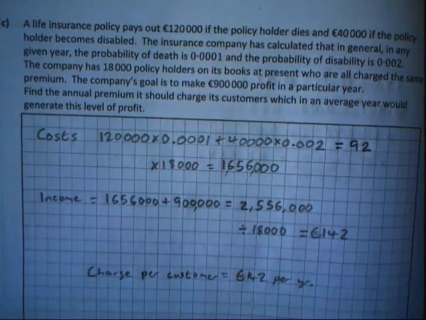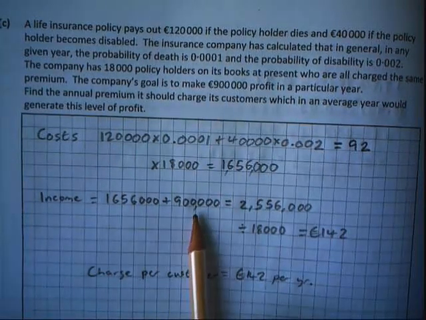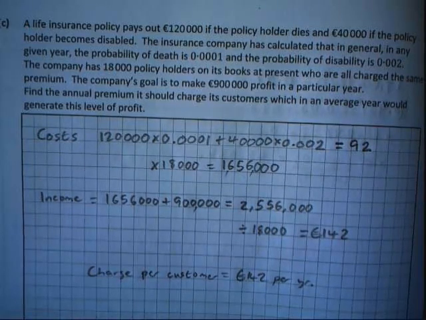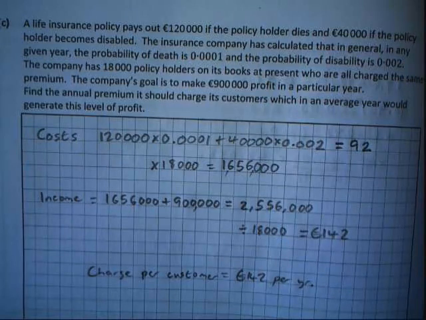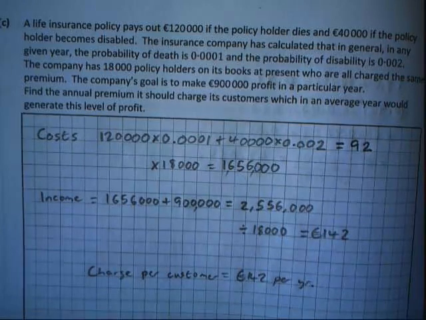But now, they want to make a profit on that of 900,000, so we're going to add the 900,000 on. So now we've got 2.5 million. And then we're going to say, okay, so how much does each person have to give us if we want to bring in 2.5 million? You divide it by 18,000, you get 142, and that's the charge per customer per year.